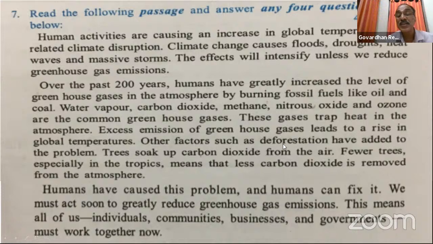Other factors such as deforestation have added to the problem. Deforestation is adding to the problem of global warming. Trees soak up carbon dioxide from the air. This is the reason for that. Trees absorb the carbon dioxide from the air. Fewer trees, especially in the tropics, means that less carbon dioxide is removed from the atmosphere. See, by deforestation, there will be fewer trees to absorb the carbon dioxide from the air.